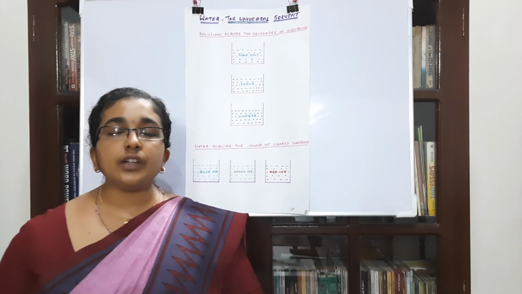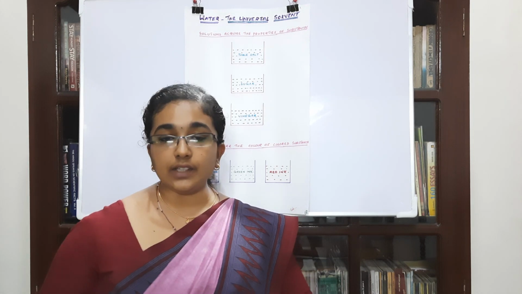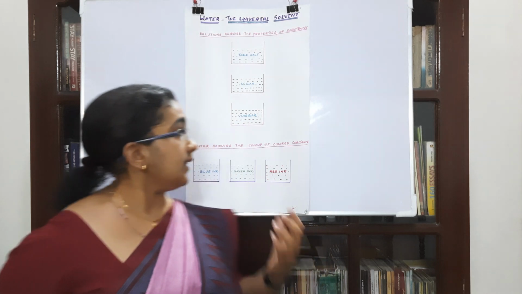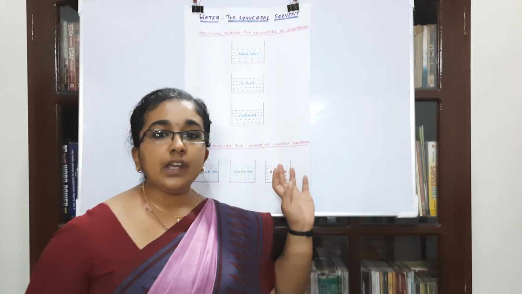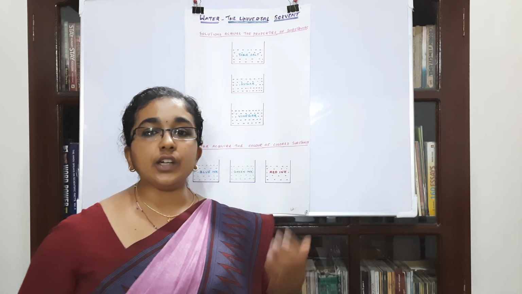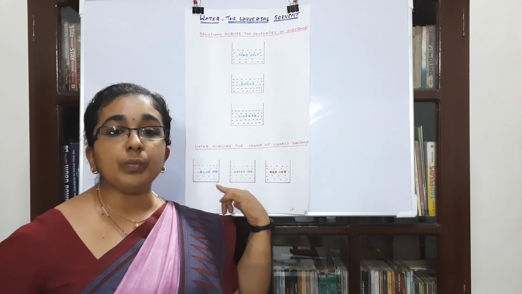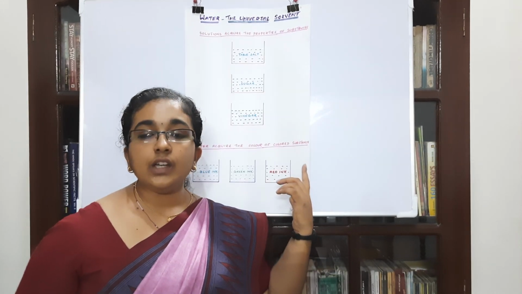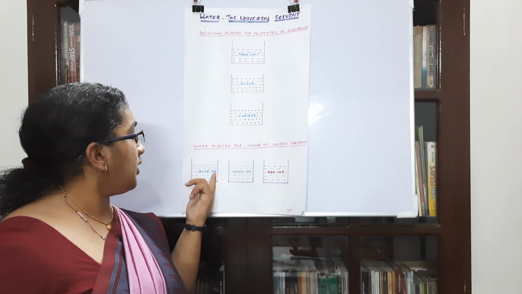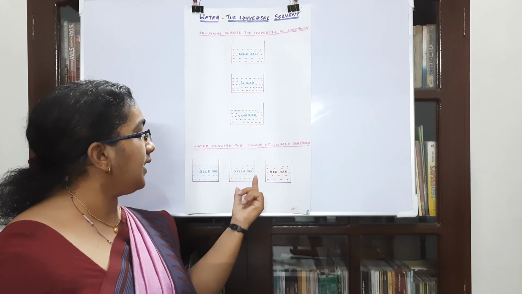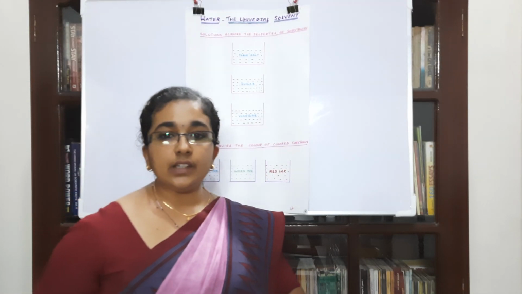Now we are going to do another experiment, experiment two, that is add colored inks: blue ink, green ink, red ink, to the water taken in different beakers and mix them well. Observe the color changes in water. Here the water becomes blue in color, here green and here red.